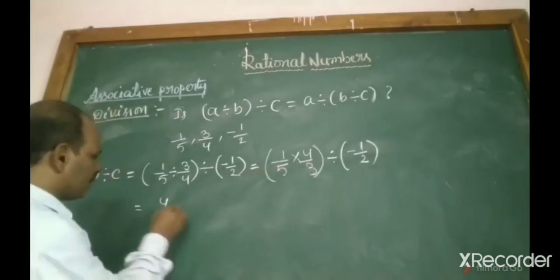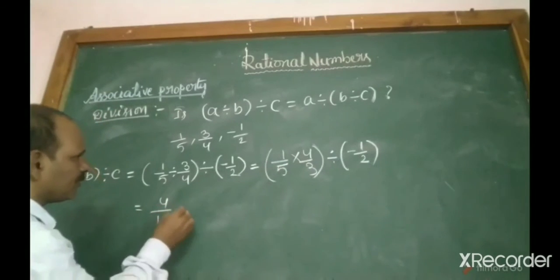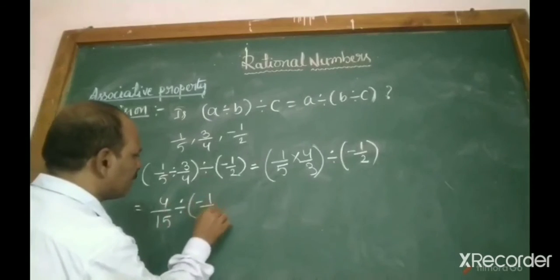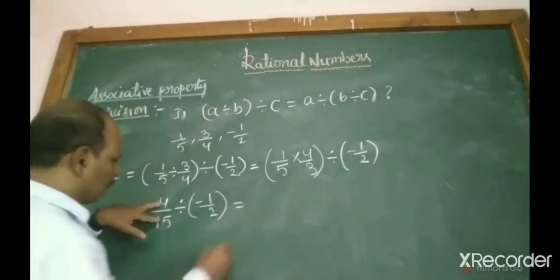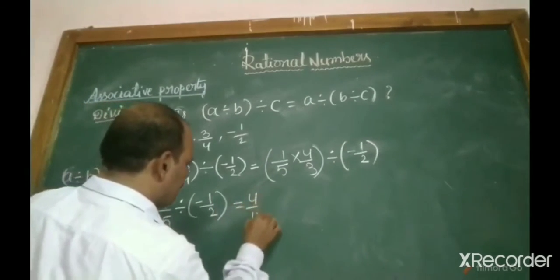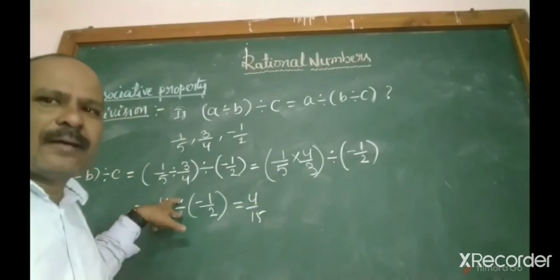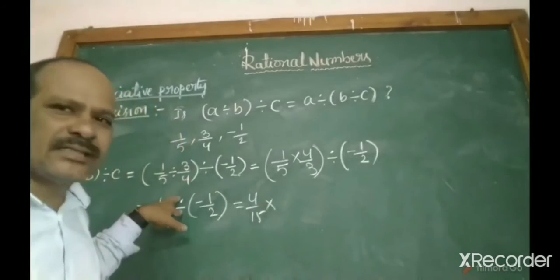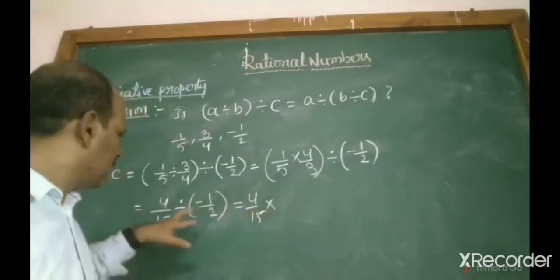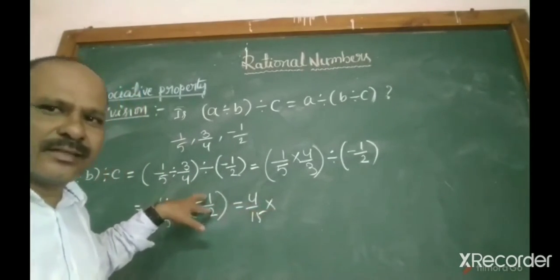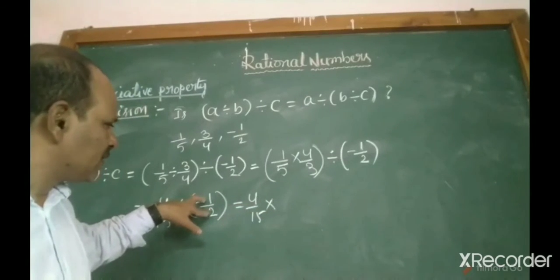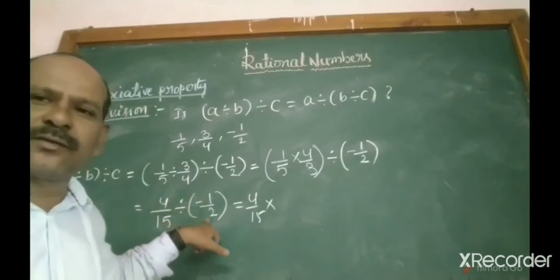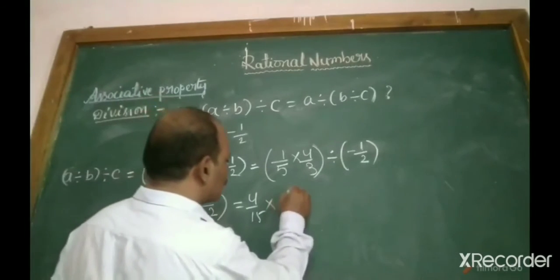15 divided by minus 1 by 2. Again 4 by 15. This division symbol I am changing into multiplication symbol. As I told you, once I change the division symbol into multiplication, the next fraction that we have to write is the reciprocal of this fraction. So minus 1 by 2, the reciprocal is minus 2 by 1.